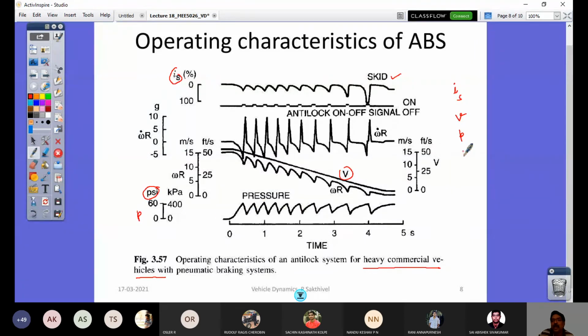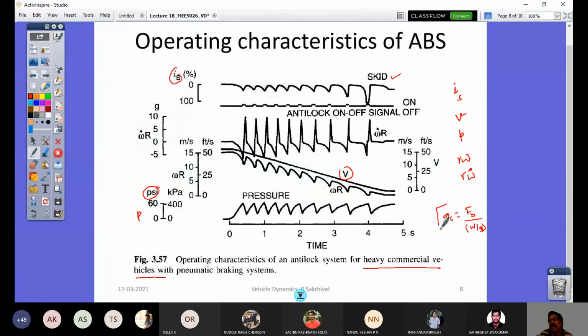So this pressure, and then R omega. R omega is your wheel center linear velocity. Wheel center linear velocity is not constantly reducing. See, this V is vehicle speed, this envelope of this, and R omega is wheel center velocity. R omega dot is the linear acceleration of the wheel center. It's not AC. AC is given by, we have seen, FB by W by g.